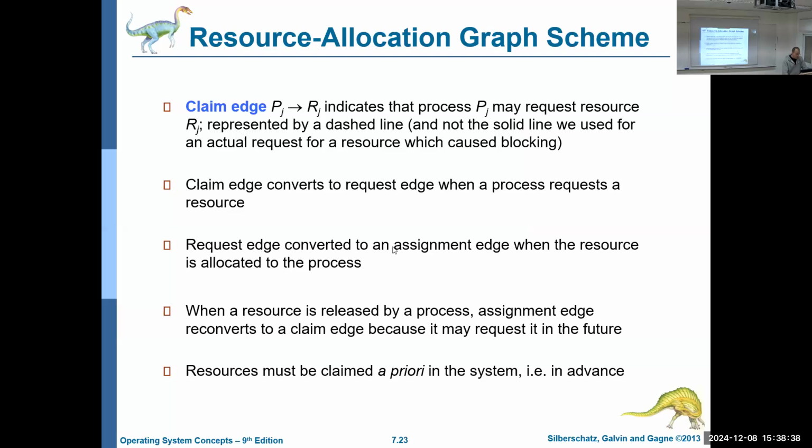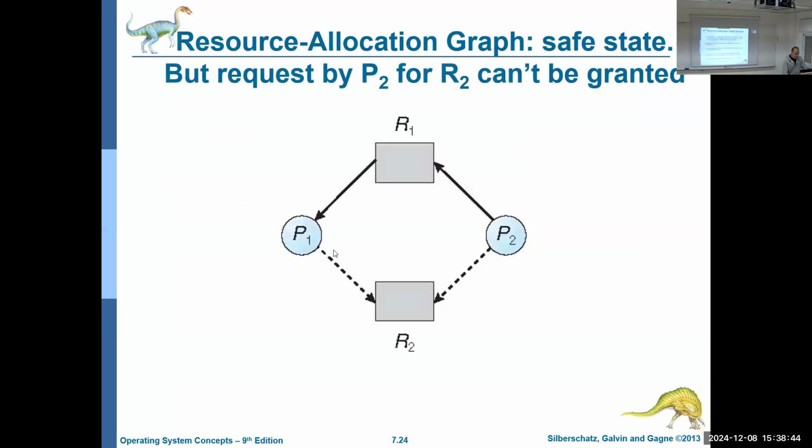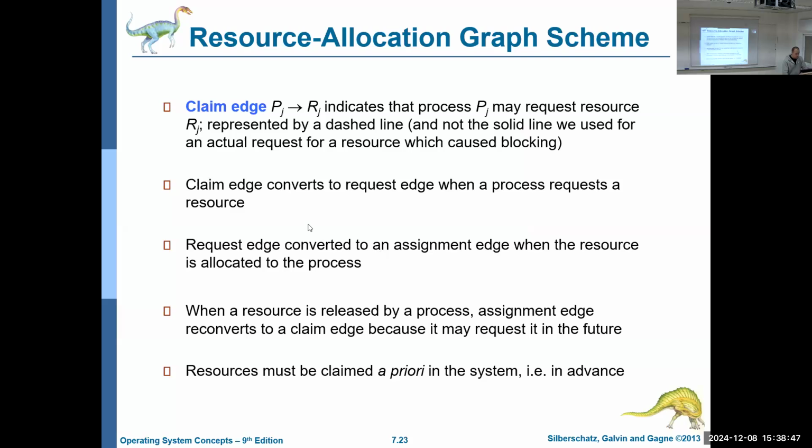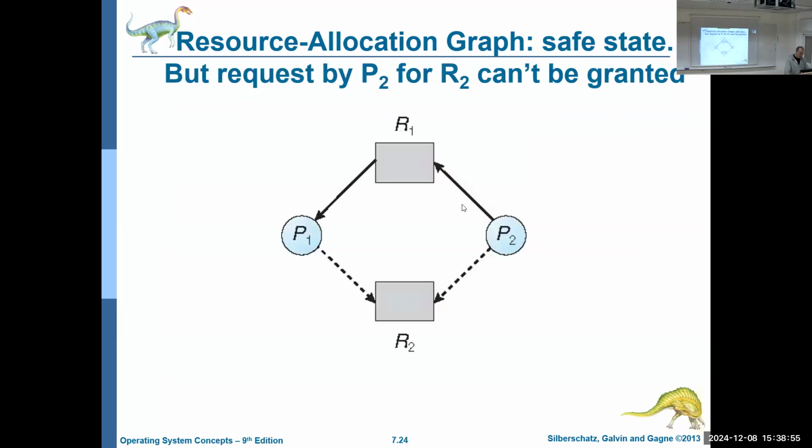And we call that a request edge converted to an assignment edge, right? That's what it says in the previous slide. This is called a claim edge, if you want the terminology, which you should know. A claim edge converts to a request edge when the process presses request. So if P2 would actually request R2, then this arrow would become solid. If the request would be granted, then the arrow would switch directions. So there are 3 states of an arrow. It could be a claim, an actual request, or a granted request. That's what the previous slide said here.